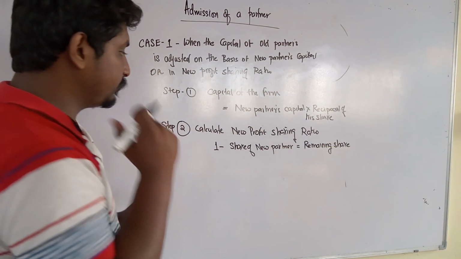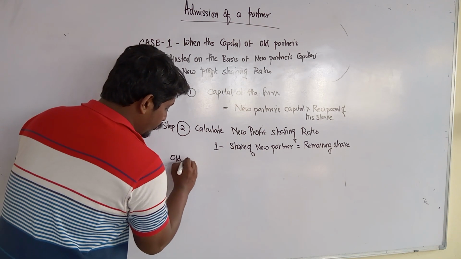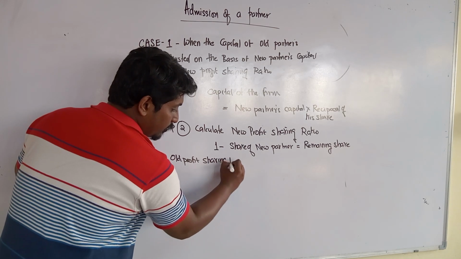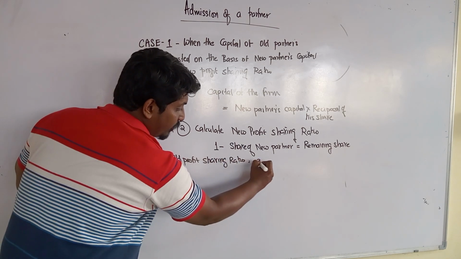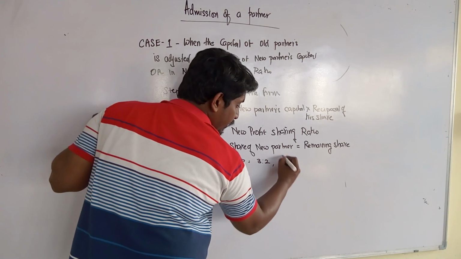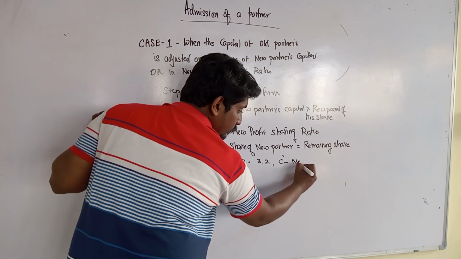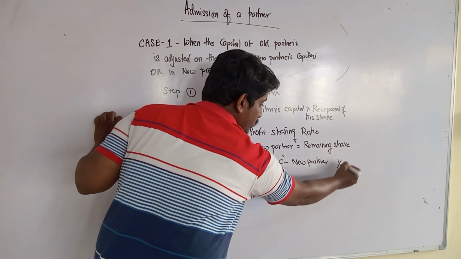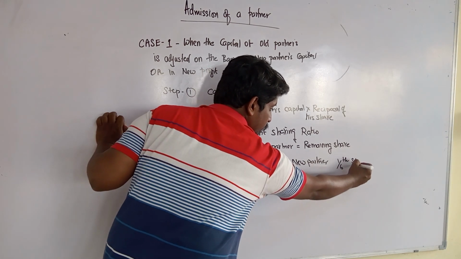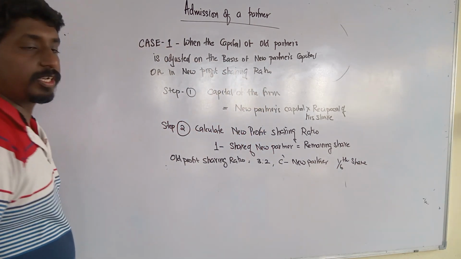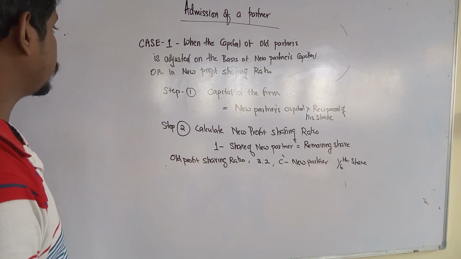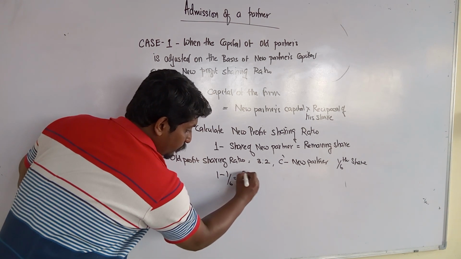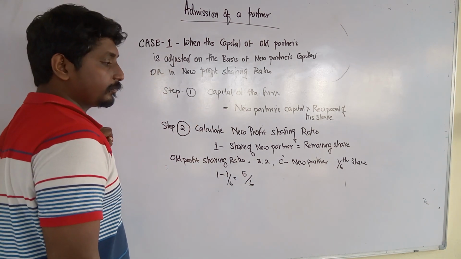I'll explain this in an example. Suppose the old profit sharing ratio is 3:2 and C is the new partner. He is admitted for 1/6 share. How to find the new profit sharing ratio? It's very simple. 1 minus 1/6. You will get how much? 5/6. You know how to take the LCM. Okay.